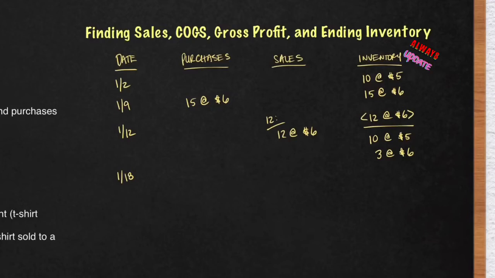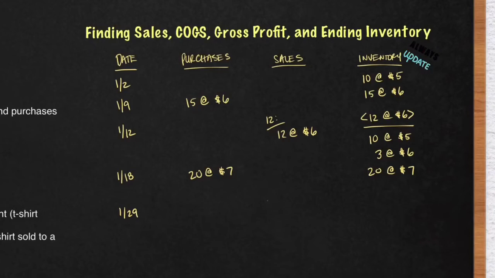That's our updated inventory. Now on January 18th, we purchased some more, this time 20 units at $7. Again, this is a case where the supplier raised their prices again. Here we're going to update the inventory column. Now we have 10 at $5, 3 at $6, and 20 at $7.